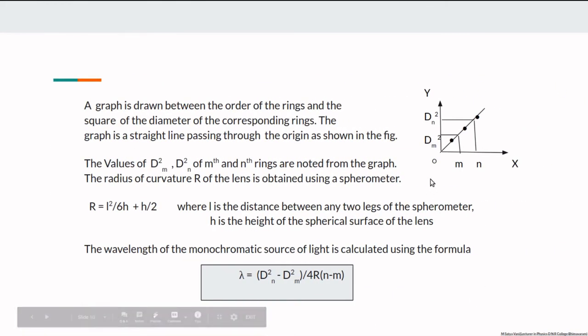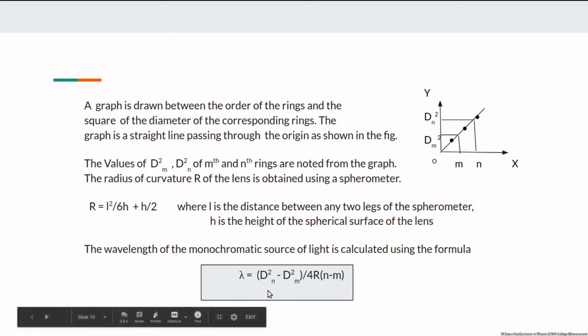Then a graph is drawn between the order of the ring, that is the number of the ring, taken on the x-axis, and the squares of the diameters taken on the y-axis. You get a straight line passing through the origin. The values of dm square and dn square in the equation of lambda are taken from the graph at different ring numbers. From this graph we get the values of n, m and the diameter squares corresponding to the mth and nth rings, dn square and dm square.